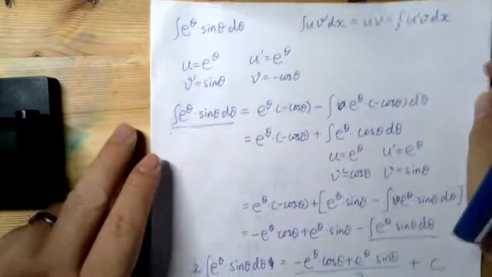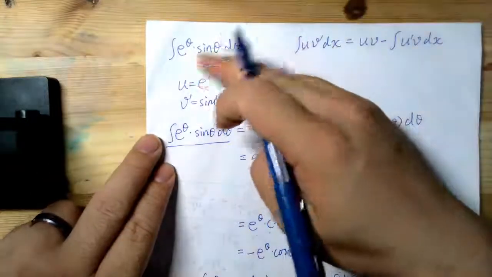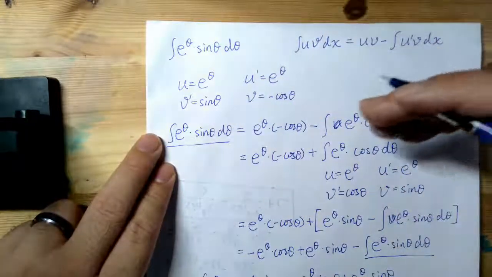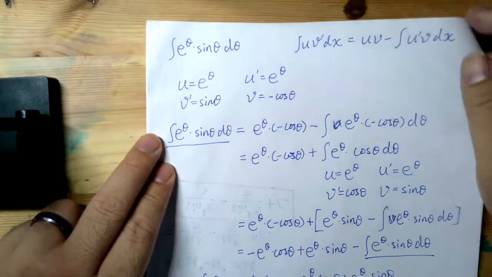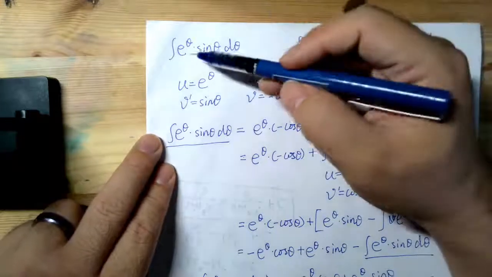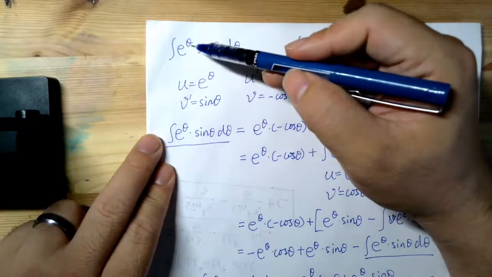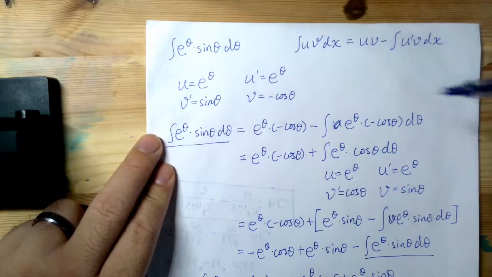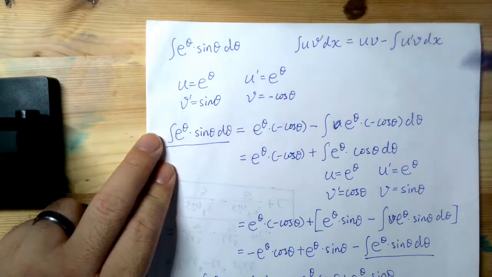As you can see, for e^θ sin θ, we use integration by parts twice to solve this problem. Similarly, if you have the integral of e^θ times cosine θ dθ, you still use integration by parts twice to solve that.